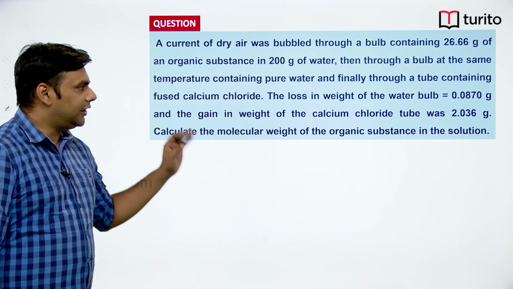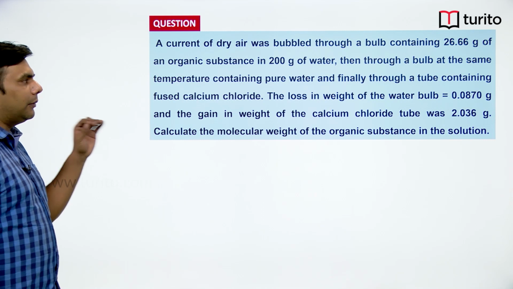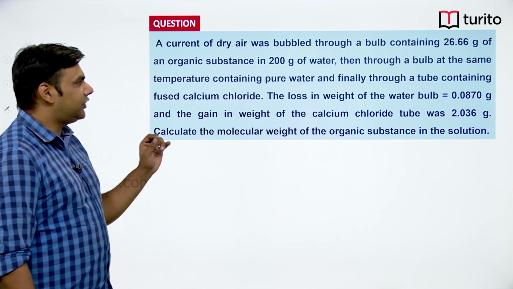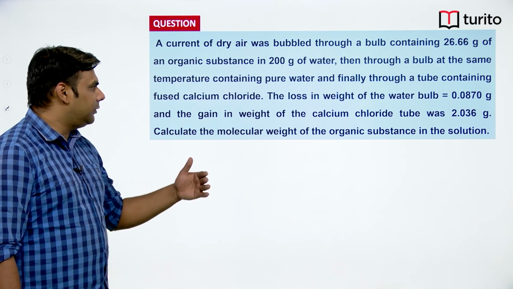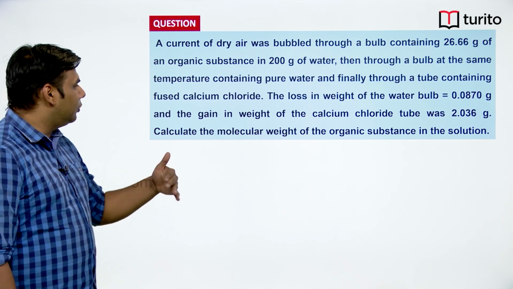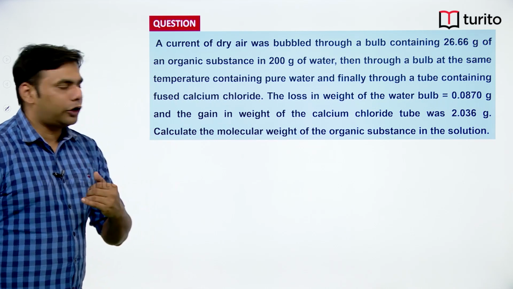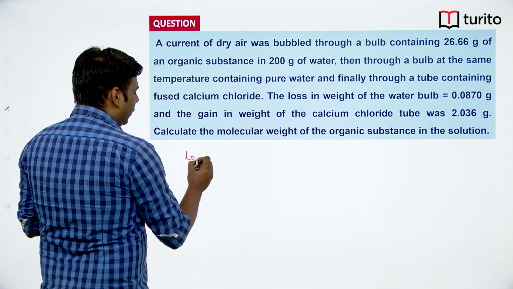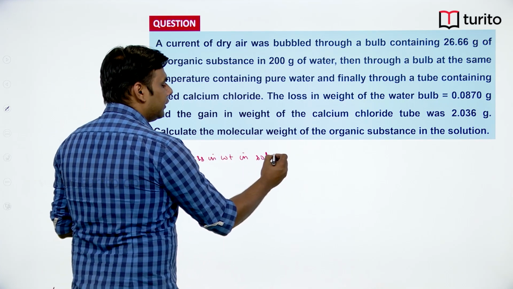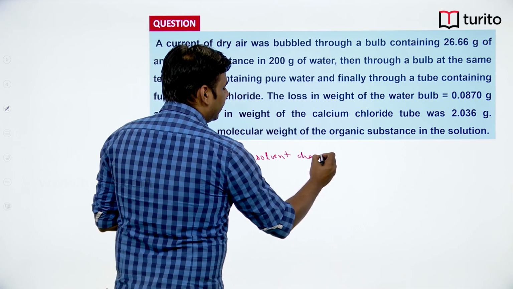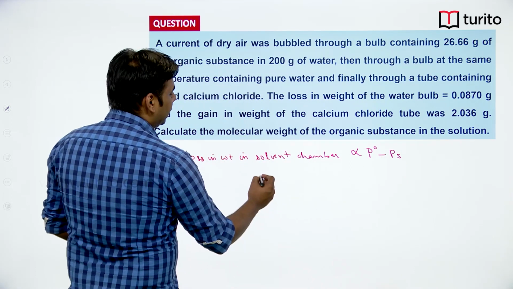Okay, so this question is basically based on the Ostwald-Walker process. So this says that a current of dry air was bubbled through a bulb containing 26.6 gram of organic substance in 200 gram of water, then through a bulb at the same temperature containing pure water, and finally through a tube containing fused calcium chloride. Okay, the loss in weight of the water bulb. So we know that loss in weight in the solvent chamber, in this case solvent is water, is always proportional to P naught minus Ps.